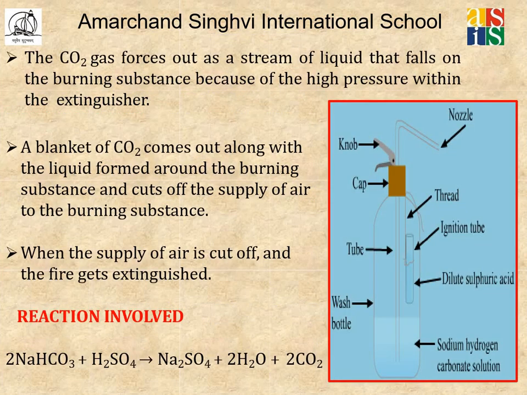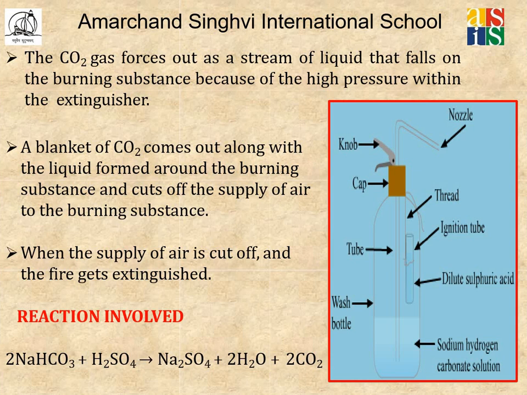The carbon dioxide gas forces out as a stream of liquid that falls on the burning substance because of the high pressure within the extinguisher. A blanket of carbon dioxide gas comes out along with the liquid formed around the burning substance, and this blanket of carbon dioxide will cut off the supply of oxygen with the burning substance. When the supply of oxygen is cut off, the substance will stop burning and hence the fire will get extinguished.